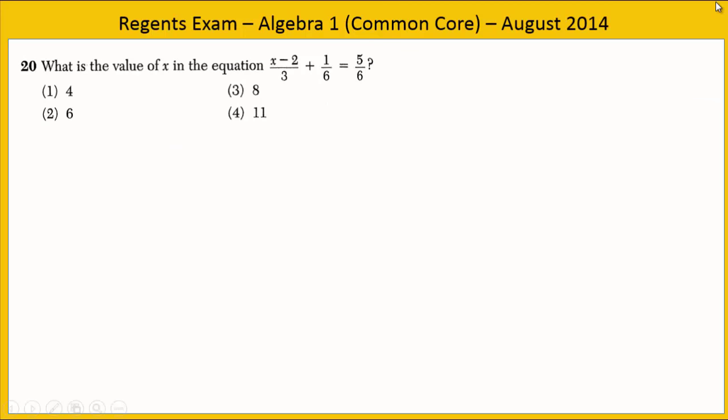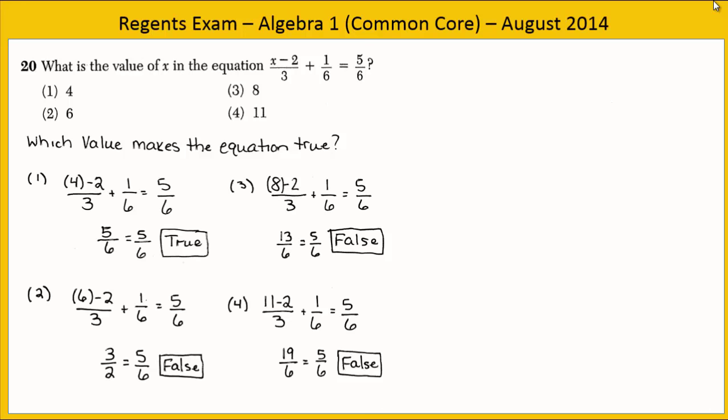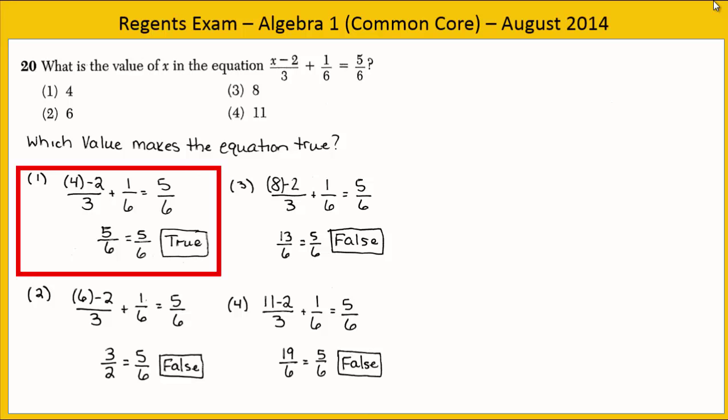In problem number 20, we're asked what is the value of x in the given equation. What value makes the equation true? Remember, that's what it means for something to be a solution. We can determine which value of x makes the equation true by using substitution. Substitute each of the values 4, 6, 8, and 11 and see which resulting equation is true. When we do that, we see that choice 1 is true, 5/6 equals 5/6. And so choice 1, 4, is the value of x that makes the equation true.